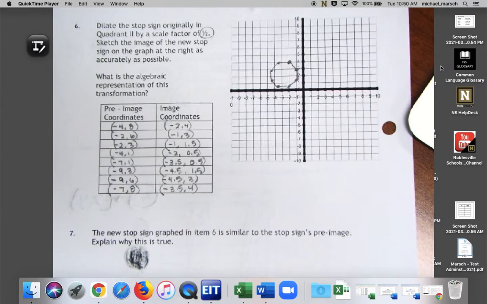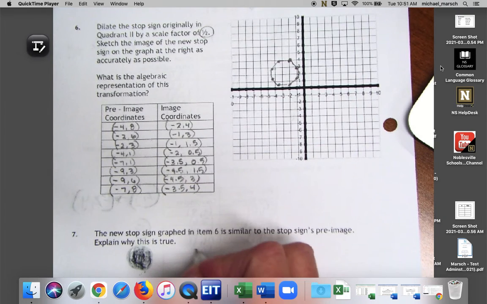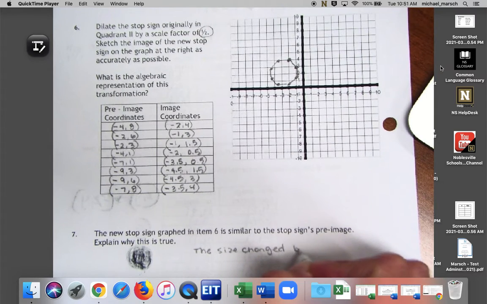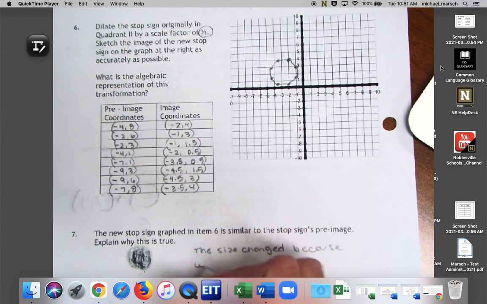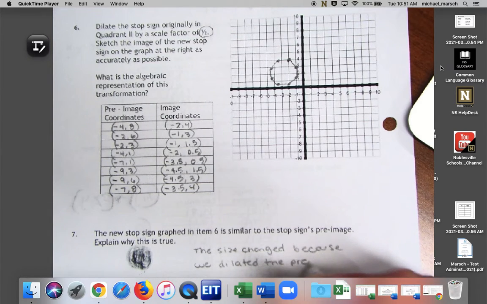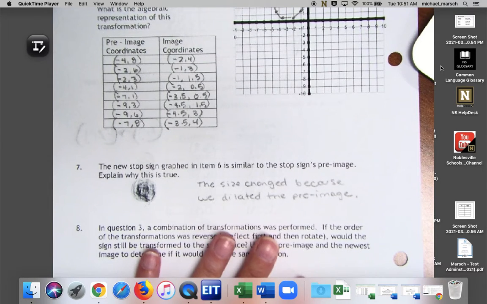So this says the new stop sign graphed in item 6 is similar to the stop sign's pre-image. Explain why it's now considered similar. Why can't we say congruent? Right. The size changed because we dilated it. So the big take home from this is, as soon as you dilate, you no longer have congruent shapes. You just have similar shapes.